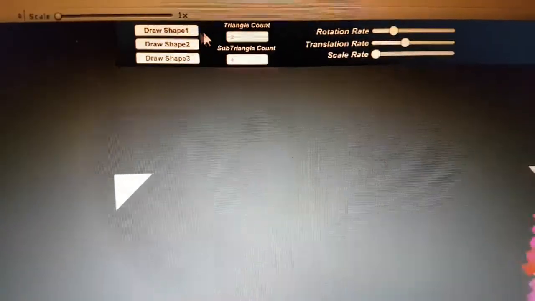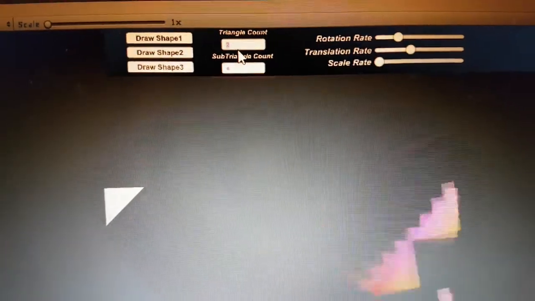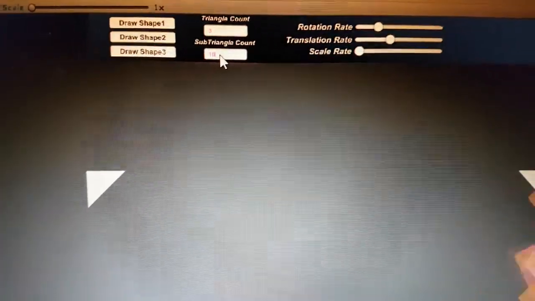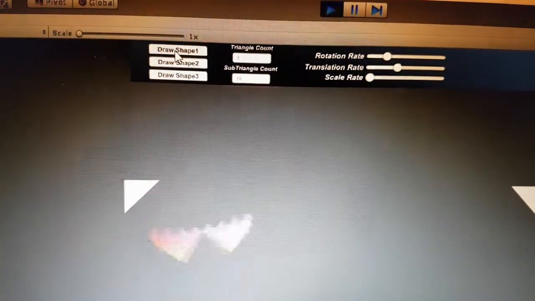If we go ahead and in the input field of drawShape1 enter 3 in the triangle count, and in the sub triangle count, enter a large value like 10 and click on drawShape1, what will happen is that 3 very big triangles will be created, and that acts as the base of 10 triangles on top of each one of those triangles. So in total there are 30 small triangles and 3 large triangles, and that's what the sub triangle count represents.